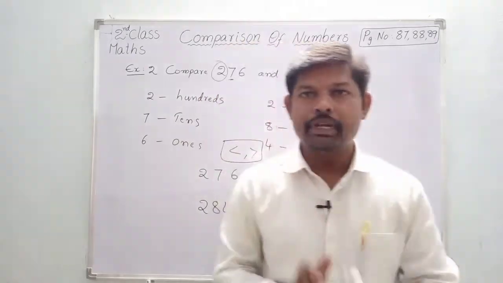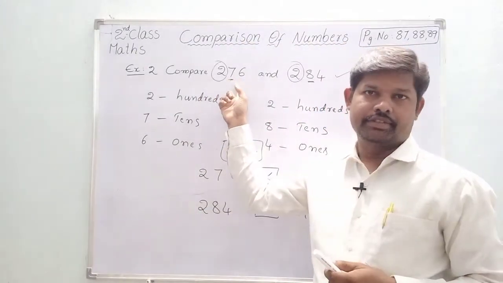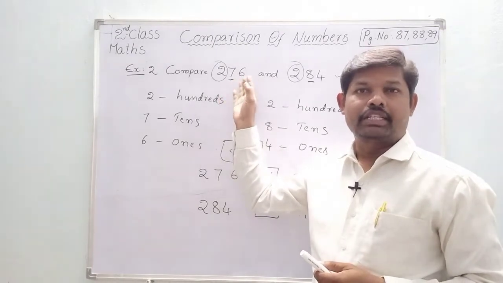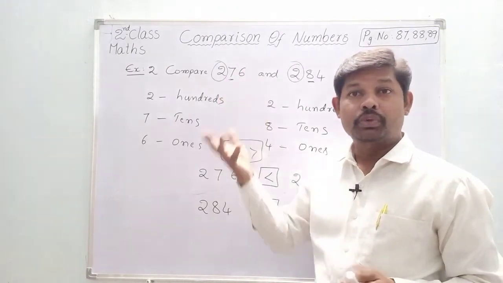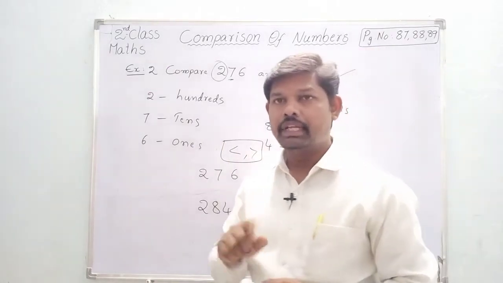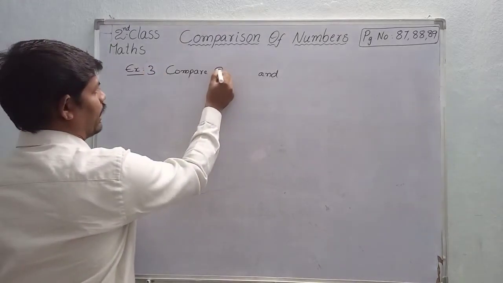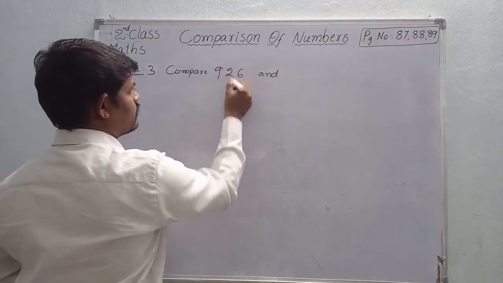So like that, when the number of digits are equal, first we have to compare the hundreds place. If the hundreds place is same, compare the tens place. If the tens place is also same, what to do? Let us take another example. Example 3. 926.